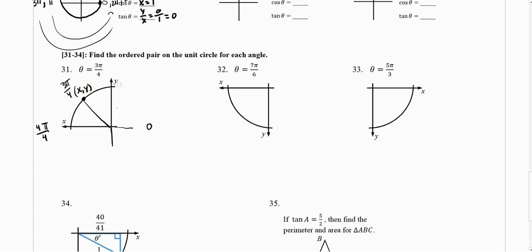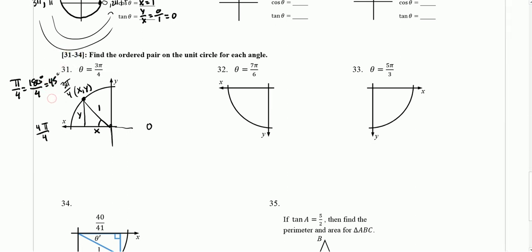What we do know is this is part of the unit circle, so the radius of that circle is 1. And we know that the height here is our y coordinate, and the base here is our x coordinate. Also keep in mind that x has got to be negative, y has got to be positive because we're in quadrant 2. The reference angle here is the difference between 3 pi over 4 and 4 pi over 4, which is pi over 4. And convert that to degrees and you get 45.